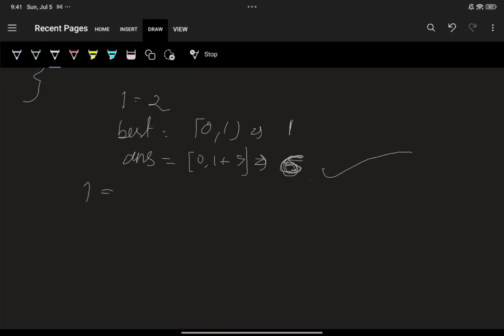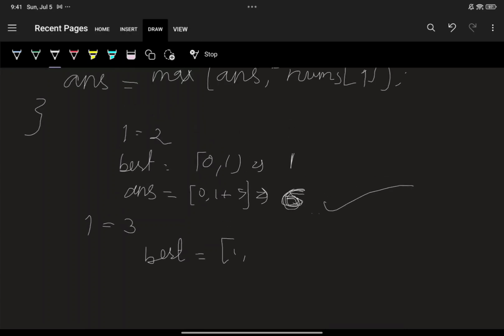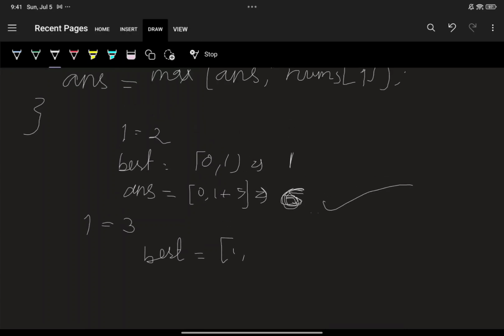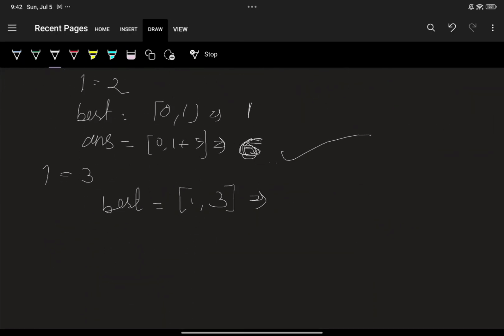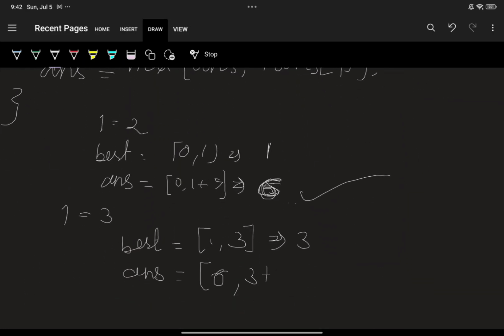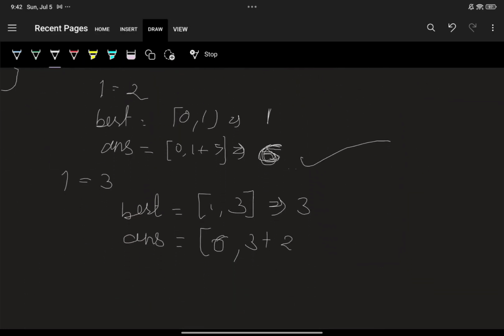Now for j equals to 3. Best equals to what? Best value stores 1. Now best equals to nums of j minus k, j equals to 3. Now j equals to 3, and 3 minus 2 equals to 1. So nums of 1 is 3. 1 comma 3. So our best value becomes 3. Now answer equals to what? 6 comma 3 plus nums of j, nums of 3 equals to what? 2. So this is equal to 11.